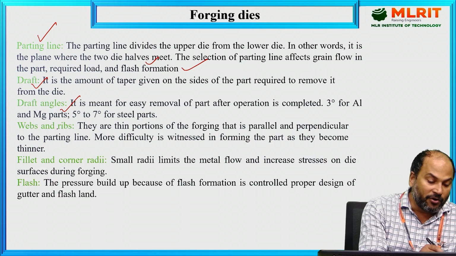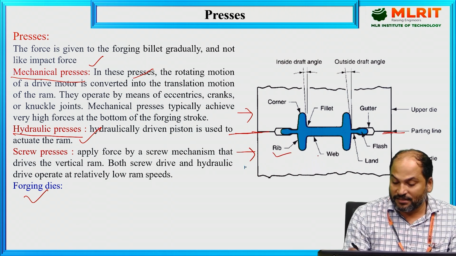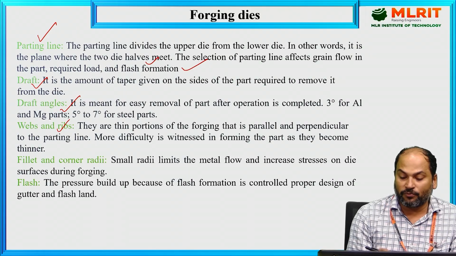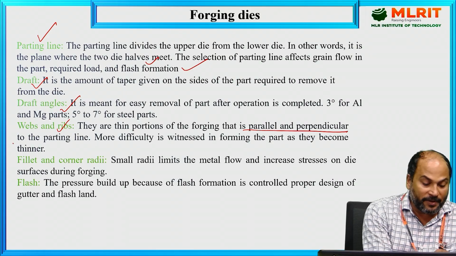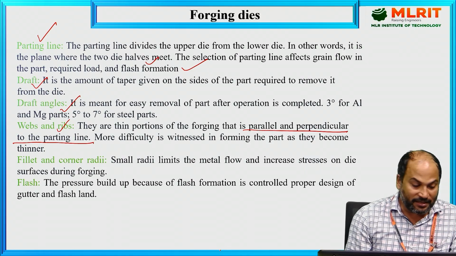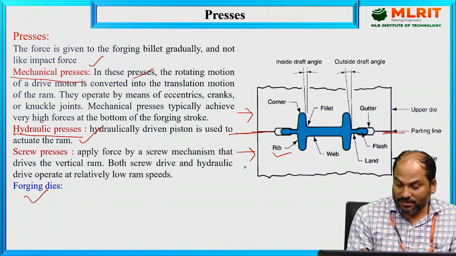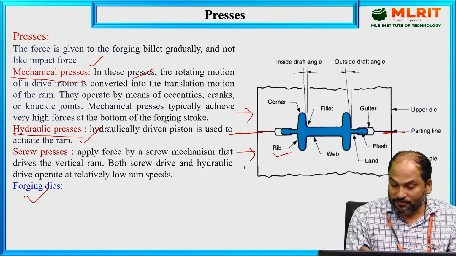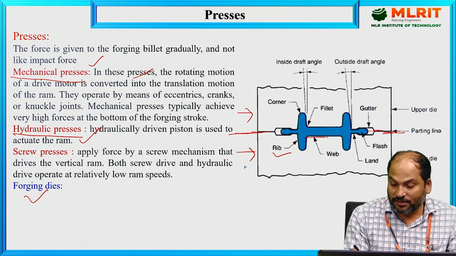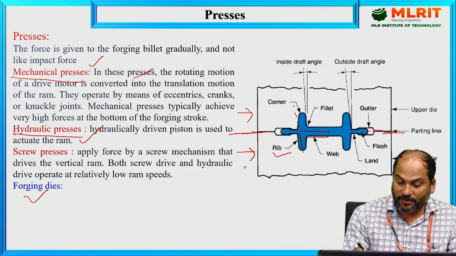Now next is webs and ribs. Just see the diagram where the web and rib are. This is the rib and this is the web. What is the meaning of this? Webs and ribs are thin portions of the forging that are parallel and perpendicular to the parting line. More difficulty is witnessed in forming the part as they become thinner. We can see here these are parallel, this is the parting line, so these two lines are parallel. And this rib is approximately perpendicular to the parting line.